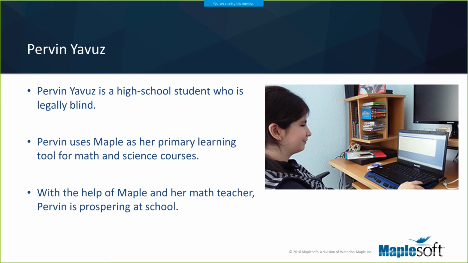She is a high school student who's legally blind. She uses a computer equipped with voice output and a braille line. She attended a school for the blind, and she said she felt disconnected from the seeing world. So she and her parents decided that she should maybe attend what we would consider to be a traditional school. She uses Maple as her primary learning tool for math and science courses. A classic Maple worksheet works really well with her voice output on her computer. And she's unable to use a traditional calculator, so Maple helps her in that aspect as well.